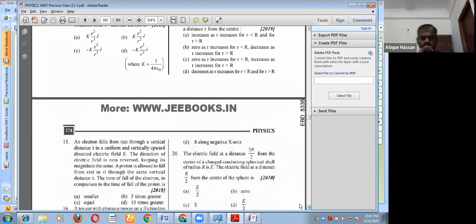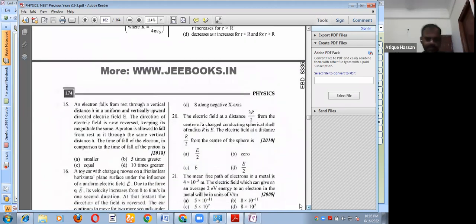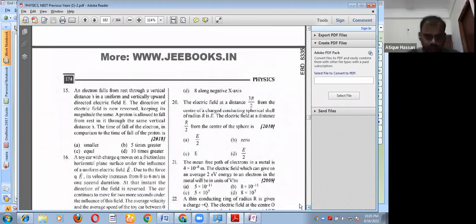Now question 20. Both of you read this question 20, see what it says, and give me your answers. Read the question and answer based on its application.